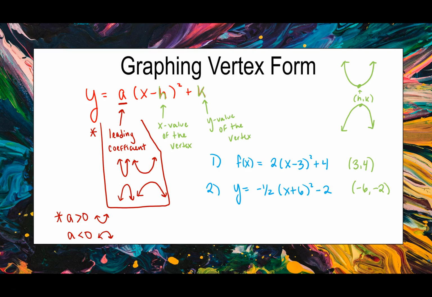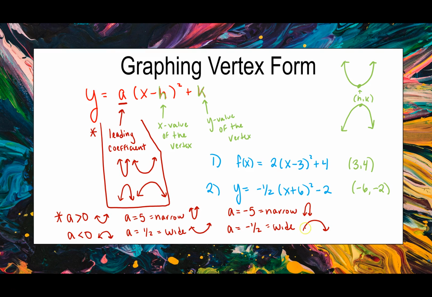All right, now, what if a is equal to 5? That's going to be narrow. If a is equal to 1/2, that's going to be wide. So a equals 5 would be narrow, and a equals 1/2 would be wide. Similarly, if I had a equals negative 5, that would still be narrow, but it would be sad. What if a equals negative 1/2? Well, again, we still get wide, but it's going to be a sad face.